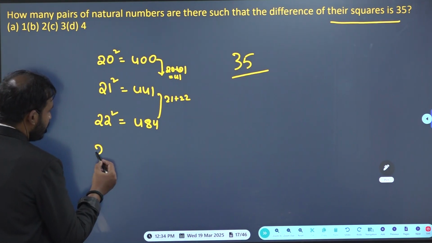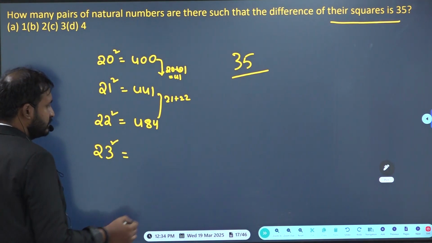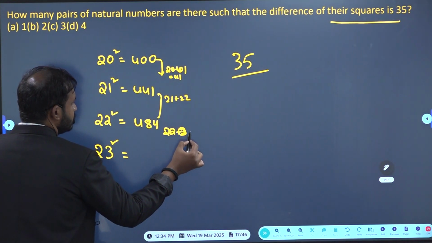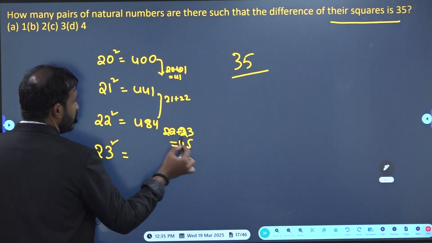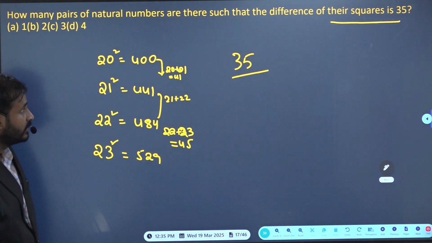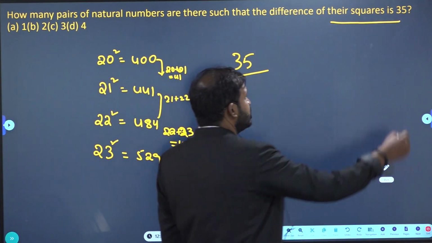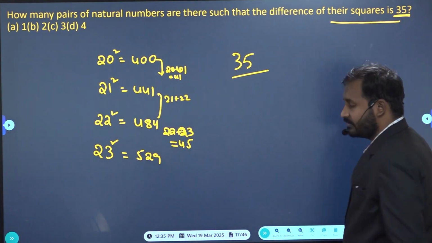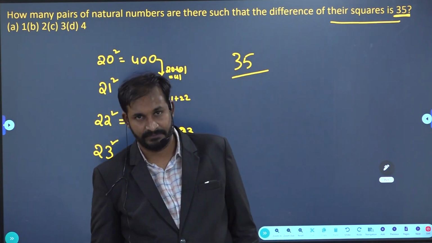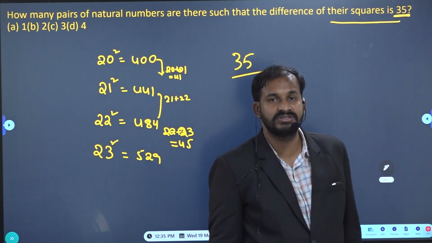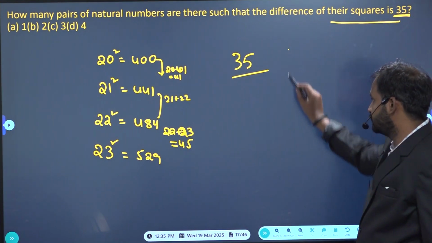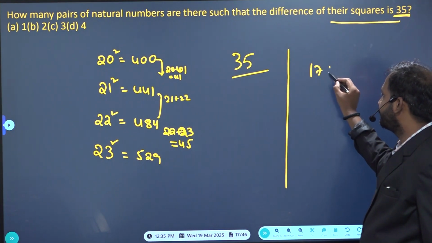Similarly, if I want to write 23 square, so 22 plus 23, what does it become? 45. So add 45 to this, what will you get? 529. So in this manner it will happen. So to get the difference between two squares as 35, you should think in such a manner that by adding which two successive numbers I will get the sum as 35. Successive numbers: 17 and 18.